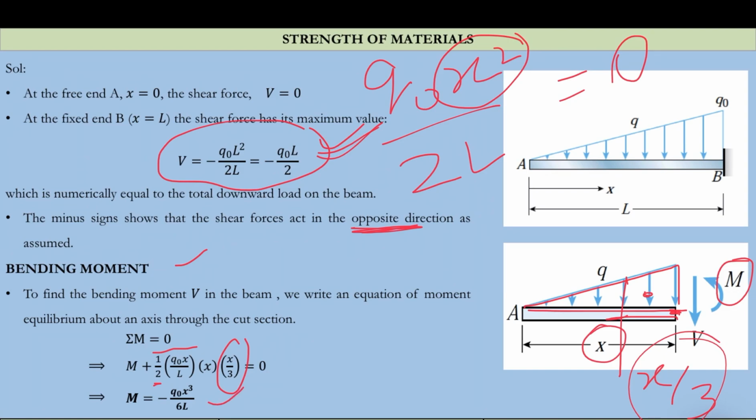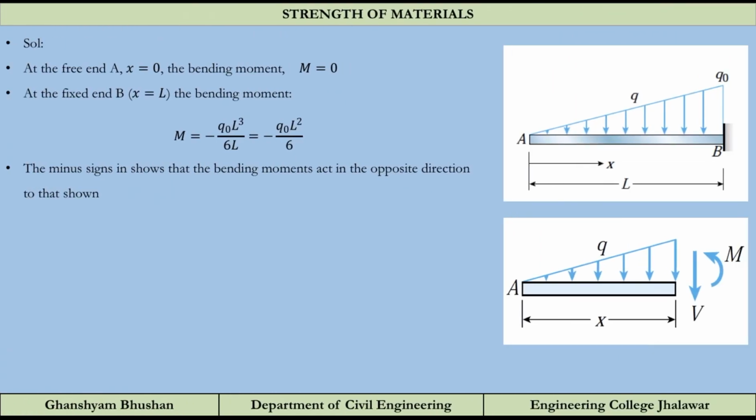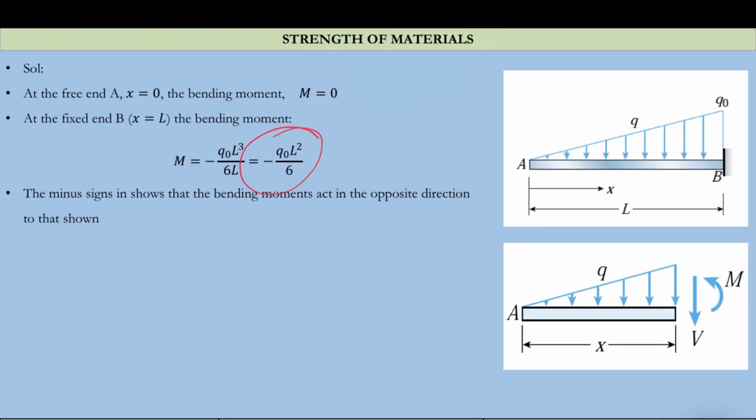So we have checked the variation of bending moment: M is equal to minus q naught x cube by 6L. That means M is also opposite to what we assumed. The bending moment will be hogging; we assumed sagging, but actually it is hogging. At the free end it will be 0 because x is equal to 0, and at the fixed end it will be q naught L square by 6. In this way you can calculate the bending moment and shear force.